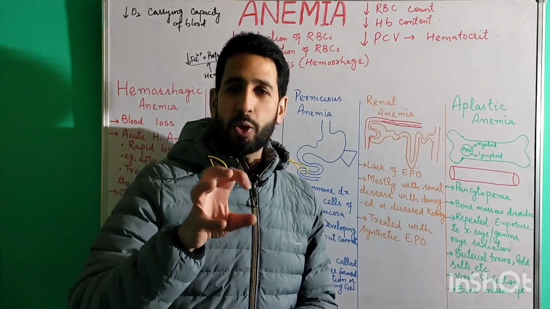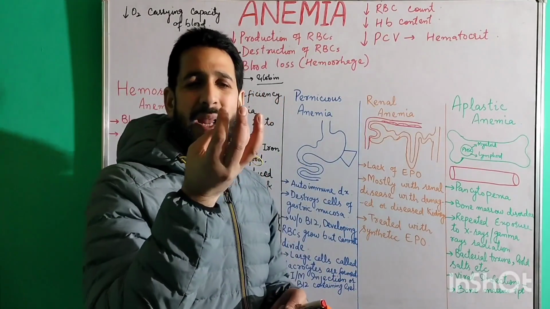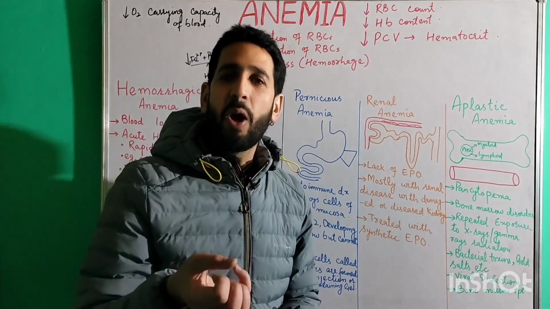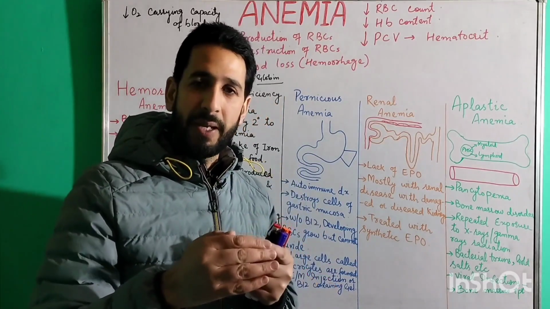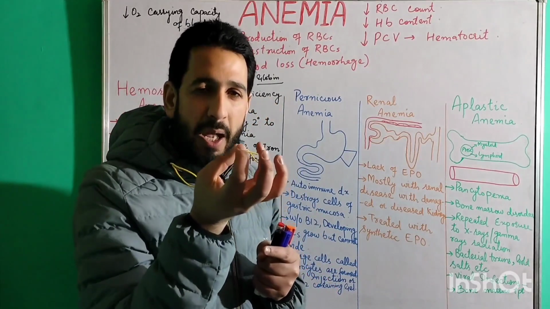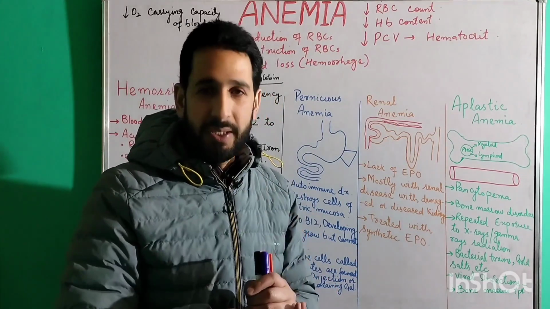अब RBCs जो इस एनीमिया में प्रोड्यूस होंगी, they will be decreased in size. They are called as microcytes. और this type of anemia जिसमें red blood cells smaller size में form की जाएंगी, that is called as microcytic anemia.